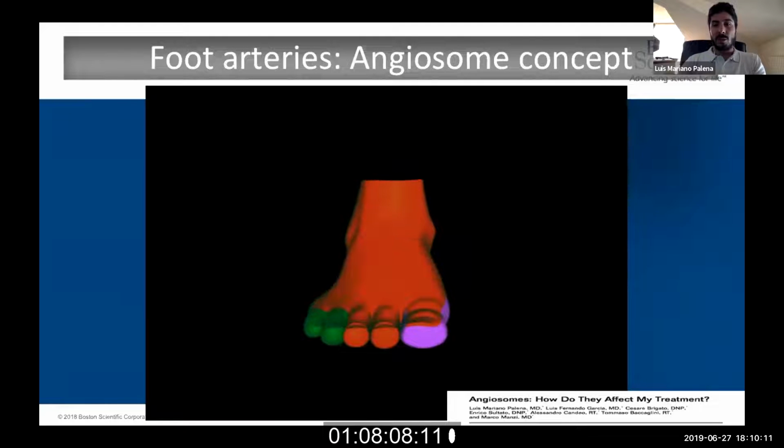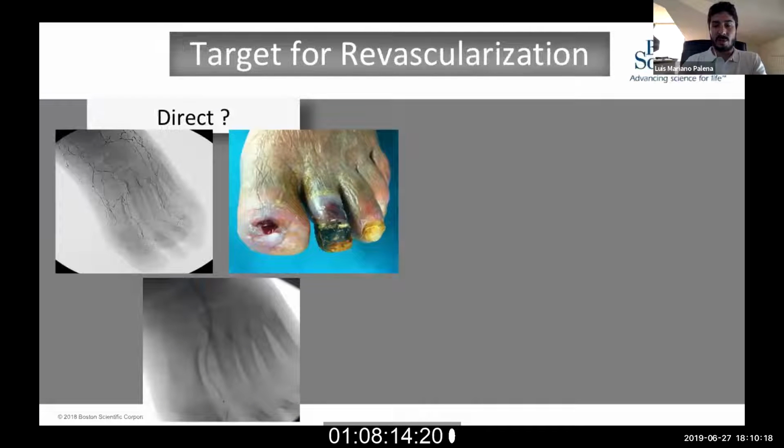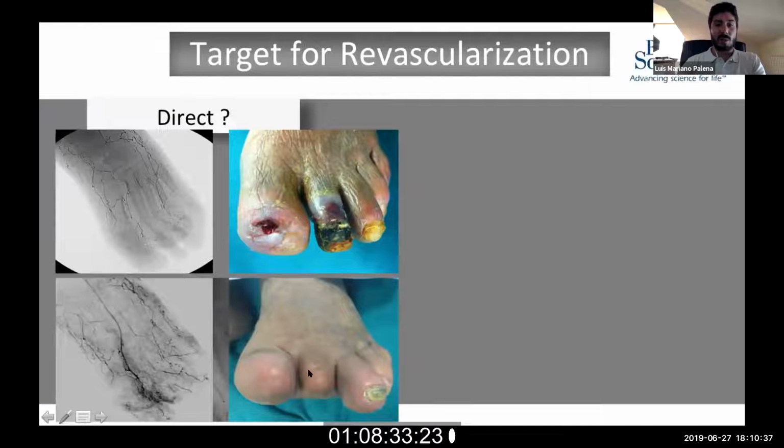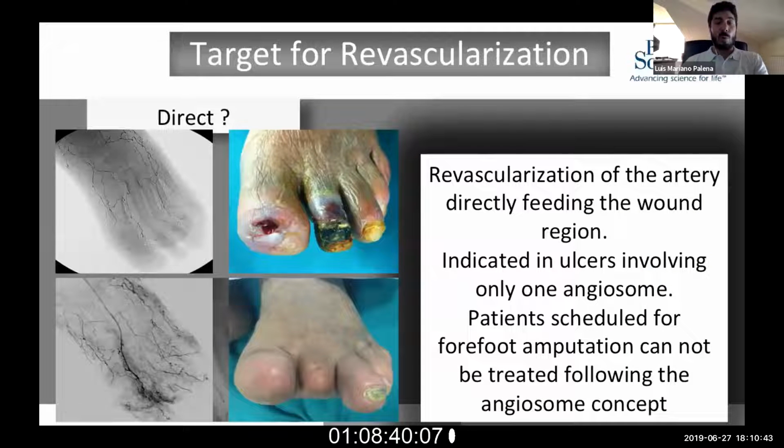Another important thing is to consider which should be our target, and we can divide the revascularization into different strategies. The direct strategy is trying to give direct blood flow to the ulcers, like in this case, a vessel-foot with occlusion of everything. I was able to recanalize the dorsalis pedis and the first metatarsal branch for the first and second toe. I obtained this type of result. The patient suffered a minor amputation and healed. So direct revascularization is to open the artery that is going to directly feed the wound. This is the real angiosome concept, and is indicated in ulcers that involve only one angiosome and in patients that are scheduled for minor amputation but not for a forefoot amputation.